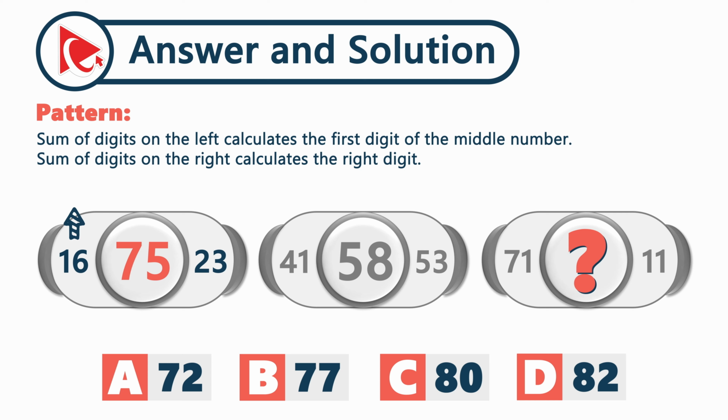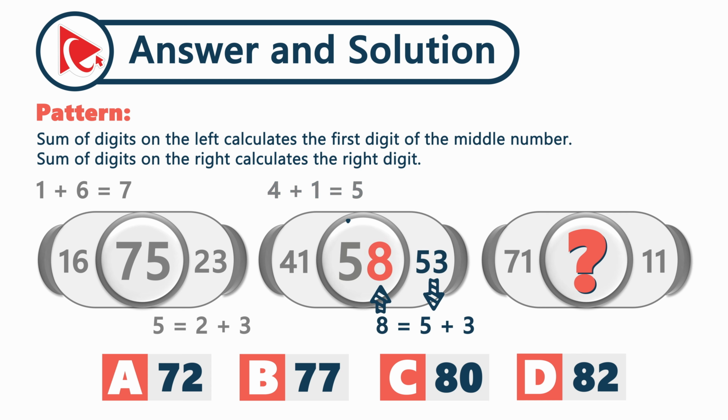Let's look at the example. 1 plus 6 equals 7, and 2 plus 3 equals 5. This is how 75 was calculated. Let's confirm this pattern with the second shape. 4 plus 1 equals 5. 5 plus 3 equals 8. This is why we see number 58 in the middle.